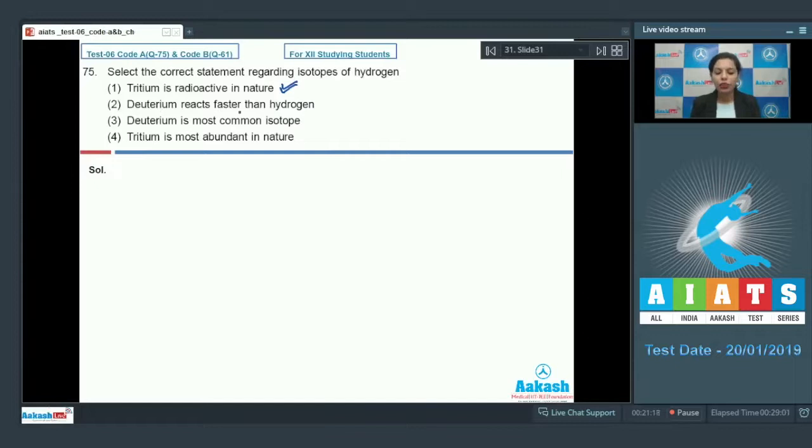Further, deuterium reacts faster than hydrogen. Deuterium is known as heavy hydrogen and its rate of reaction is less as compared to normal hydrogen, that is protium. So this statement is the wrong statement. Further, deuterium is the most common isotope. No, the most common isotope of hydrogen is protium, not deuterium. So this is also wrong. Further, tritium is most abundant in nature. This is also a wrong statement. Its proportion is very less in case of hydrogen. So this is also wrong. Which statement is correct now? Only option 1 is there, which is correct and correctly given also.